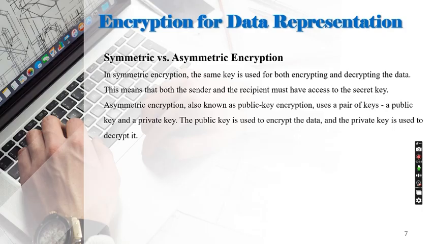Symmetric versus asymmetric encryption. In symmetric encryption, the same key is used for both encrypting and decrypting the data. This means that both the sender and the receiver must have access to the secret key. Asymmetric encryption, also known as public key encryption, uses a pair of keys, a public key and a private key. The public key is used to encrypt the data and the private key is used to decrypt it.